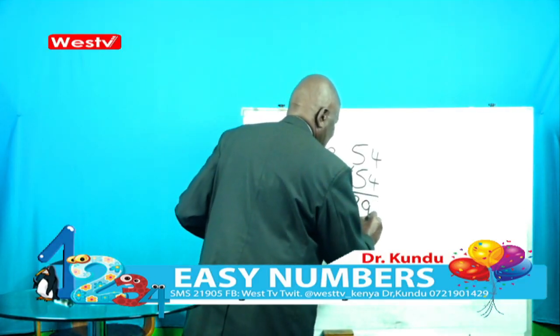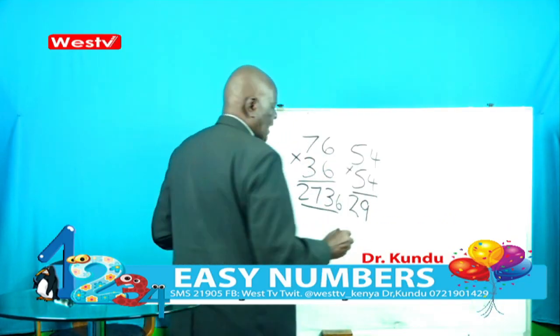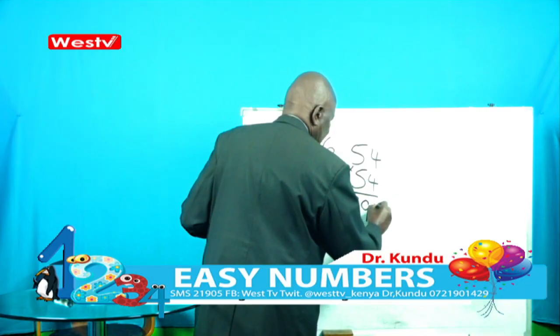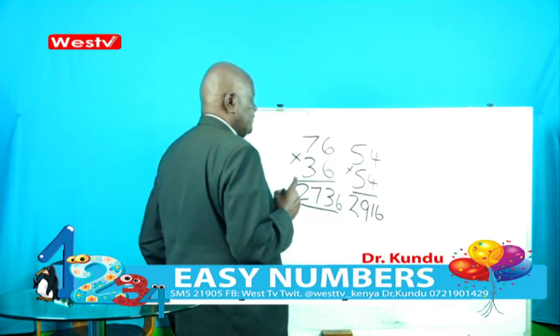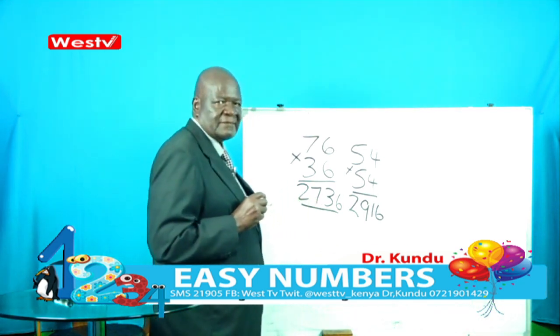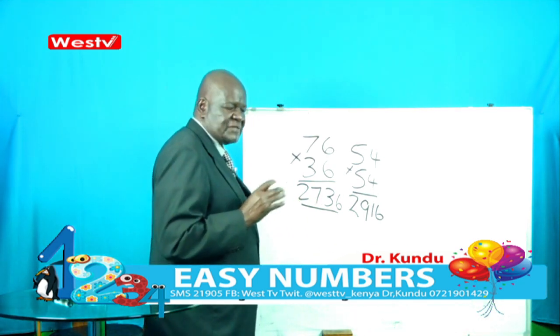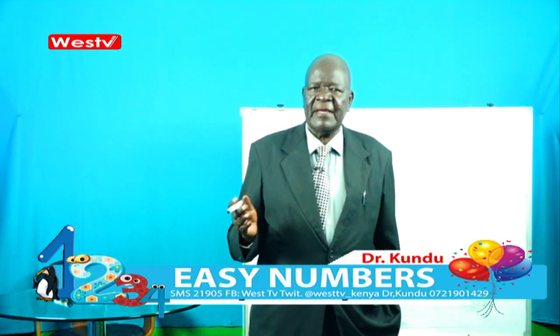Once you have done that, multiply the ones digits as usual. 4 times 4 is 16. And the answer to 54 times 54 is 2916. You see, maths is just fun. Maths is joy. Maths is play.